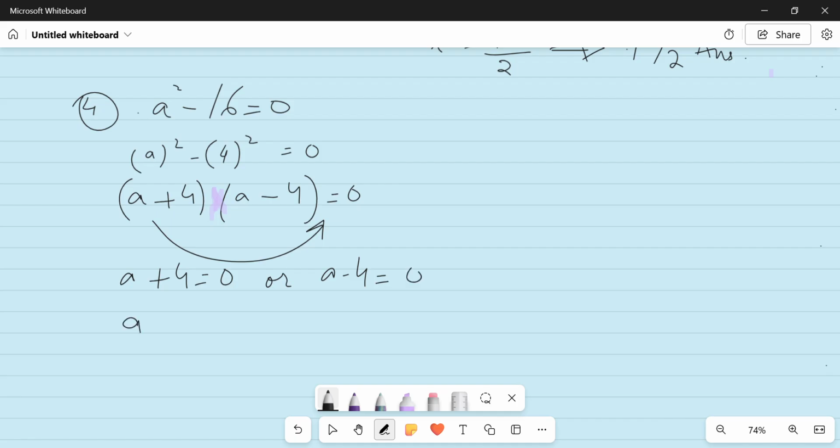So a plus 4 shifts to the other side, it means to your right hand side, that positive turns into negative, or the other value, and this negative 4 turns into positive. So we have found two values, one is positive 4 and the other one is negative 4.